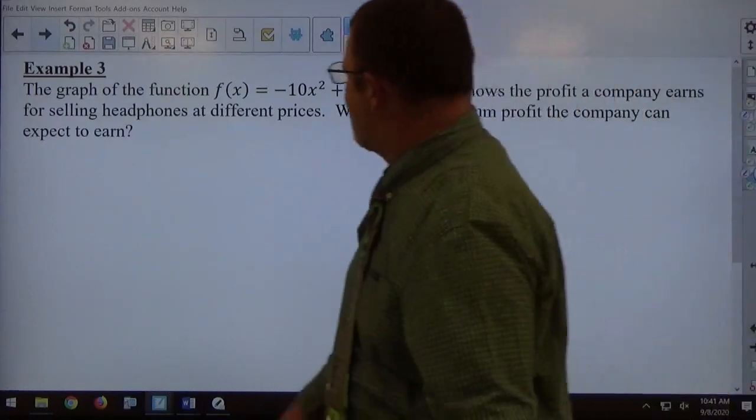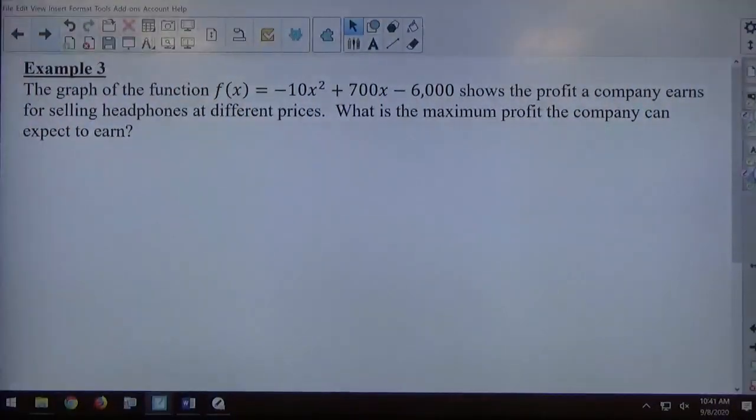Example 3, the graph of the function f of x equals negative 10x squared plus 700x minus 6,000 shows the profit a company earns for selling headphones at different prices. What is the maximum profit the company can expect to earn?